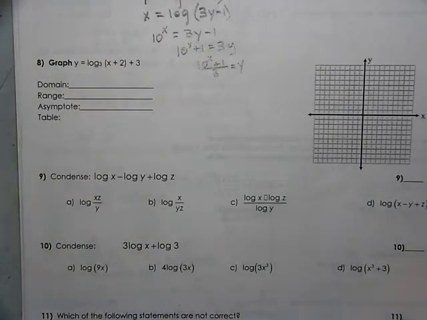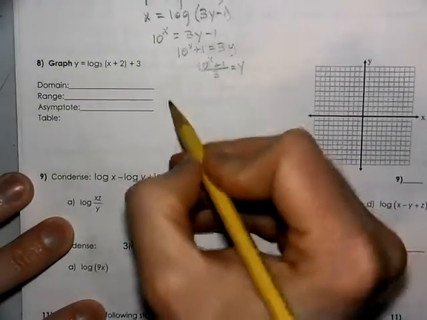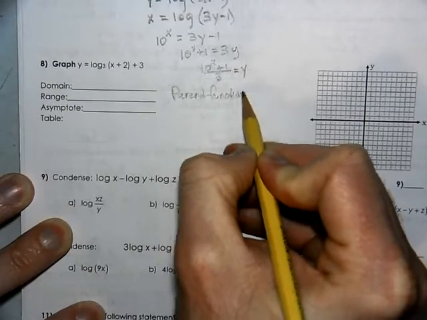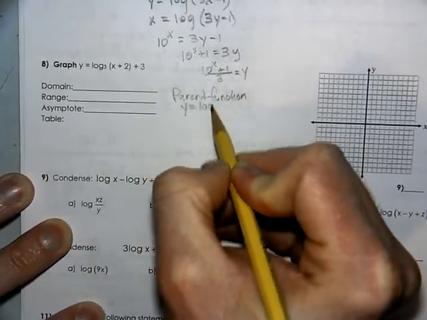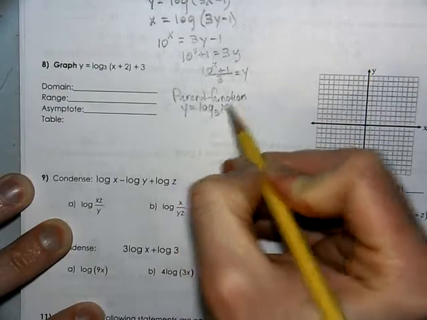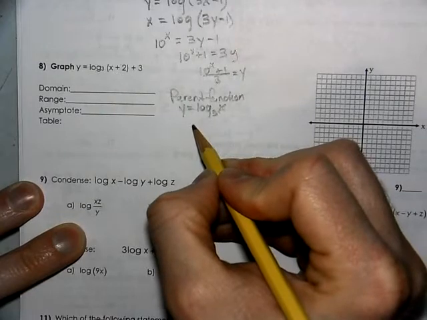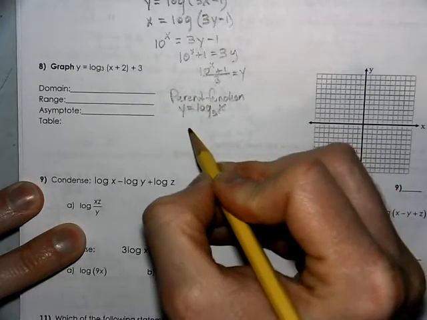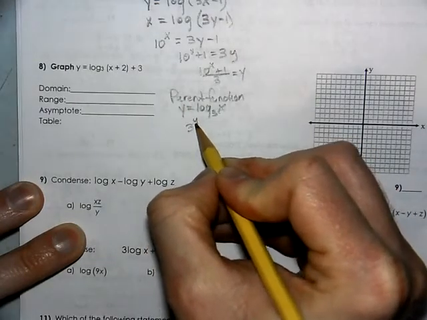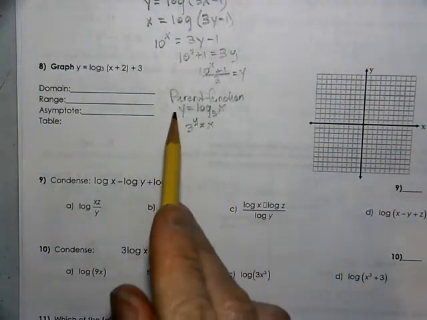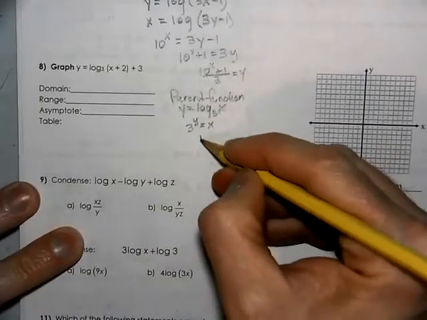Our next problem, we are going to graph log base 3 of x plus 2, plus 3. So we'll start out with the parent function, which is y equals log base 3 of x. To do that, we like to write this in exponential form: 3 to the y equals x. Remember, the logarithm equals the exponent, so y is our exponent.